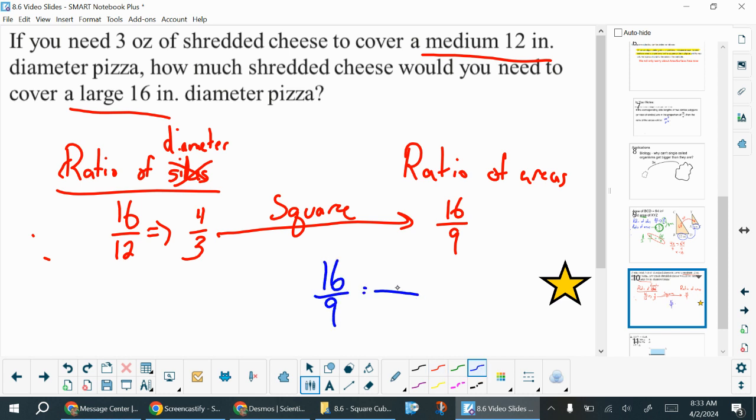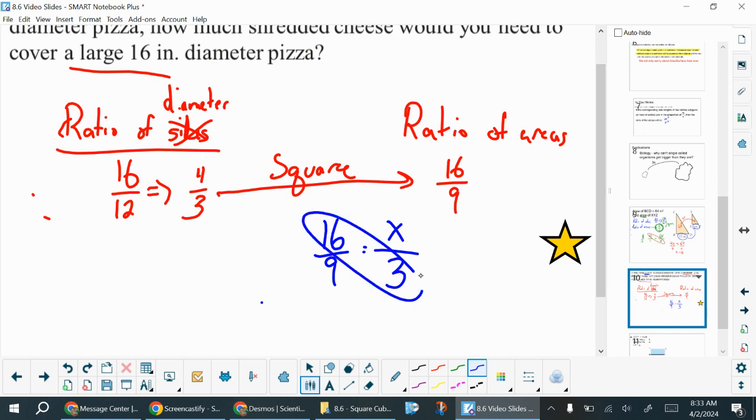And since the cheese covers the whole area of the pizza, I want to use my area dimension to solve this. When I'm writing this proportion, I need to realize 3 ounces is on the medium, so that is on the small, and I'm trying to figure out how many ounces are on the large. So I just do 3 times 16. No reason you can't use a calculator on that. And if I go off to the side here and type 3 times 16, I get 48 equals 9x. And then I just need to divide that by 9 on my calculator.